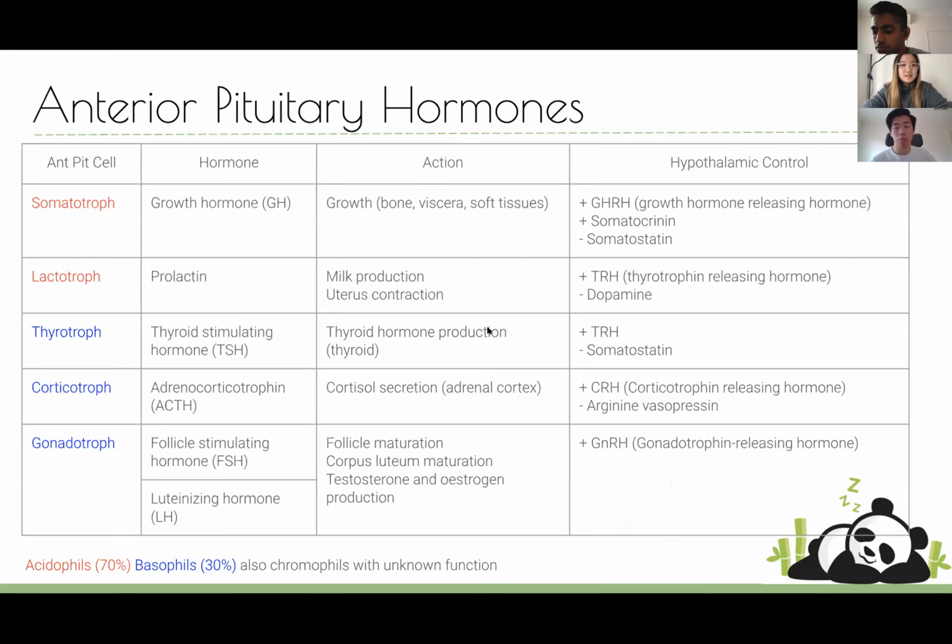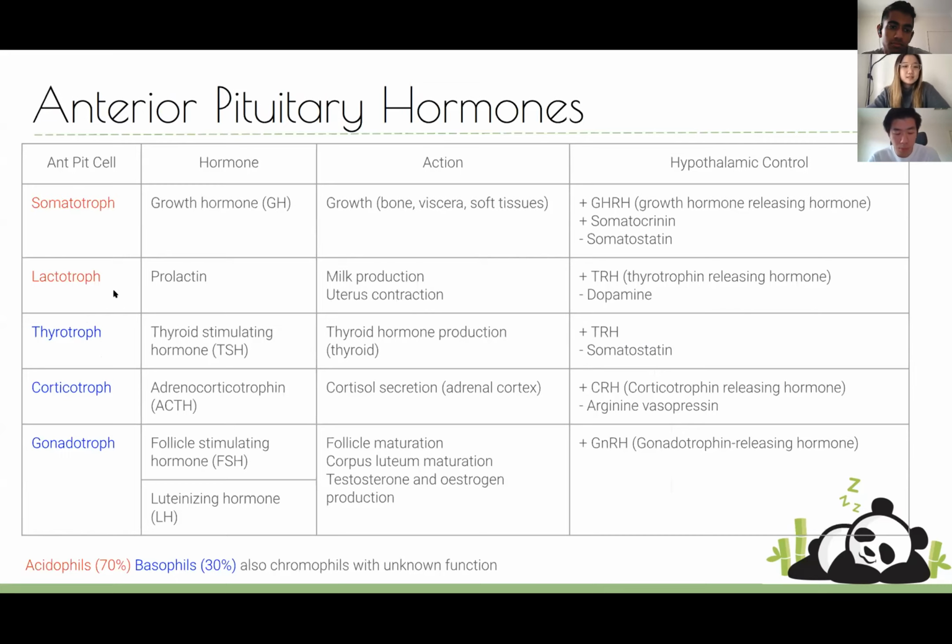Alrighty, these are the anterior pituitary hormones. This is basically as much as you need to know for some of them. We've already gone through the thyroid hormone. It was stimulated by your TSH, which is released by your anterior pituitary, and that is stimulated by your TRH, or thyrotropin releasing hormone, from the hypothalamus, and it's essentially secreted by thyrotropes.